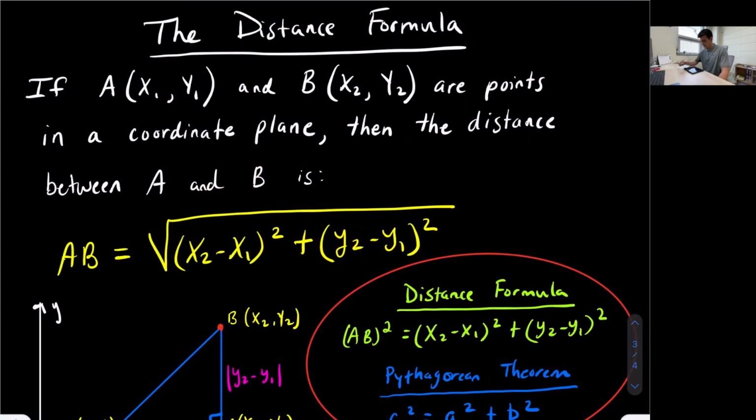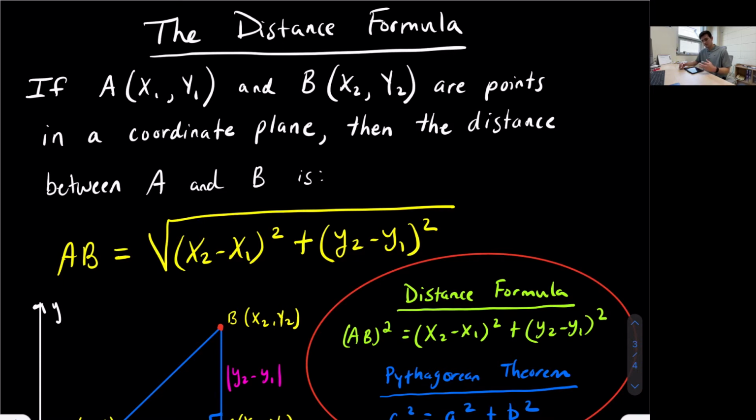The distance formula states that if we have 2 points, A and B, which have x and y coordinates, these are points in a coordinate plane, then the distance between A and B is represented by this formula. The distance is the square root of x2 minus x1, or the difference in the x values, squared, plus y2 minus y1, or the difference in the y values, squared.